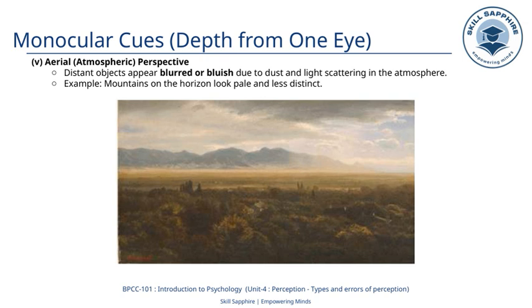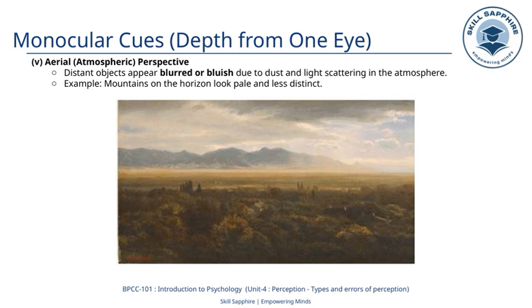For example, when we gaze at mountains on the horizon, they tend to look pale and less distinct compared to objects nearby. This visual cue helps us gauge the distance of objects in our environment, even with just one eye. It's fascinating how our brain uses these subtle clues, like blurriness and color changes, to interpret depth and spatial relationships around us.